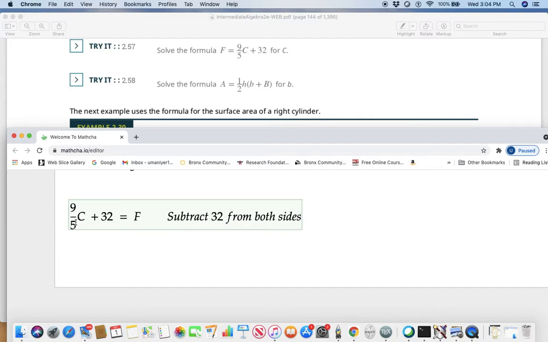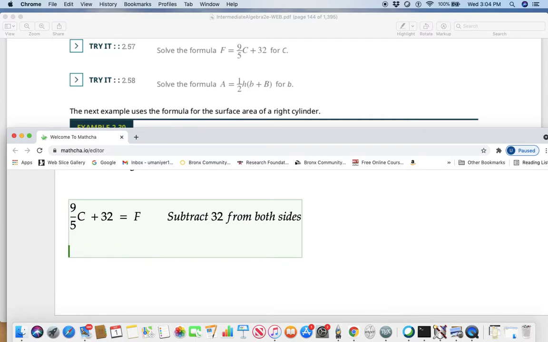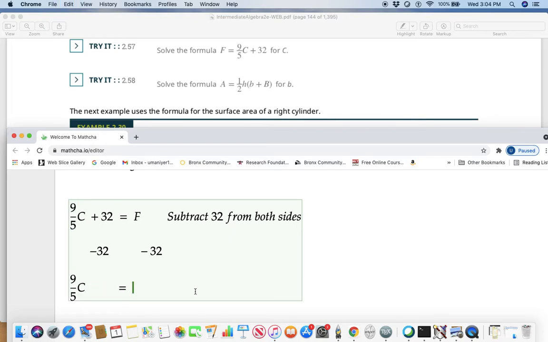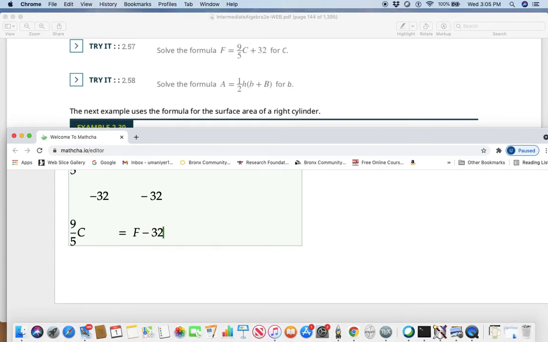You can also multiply by 5, by the way. Regardless, you'll get the same result anyway. Subtract 32 from both sides. 32 minus 32 cancels. I am left with 9C over 5 equals, here it is, F minus 32.